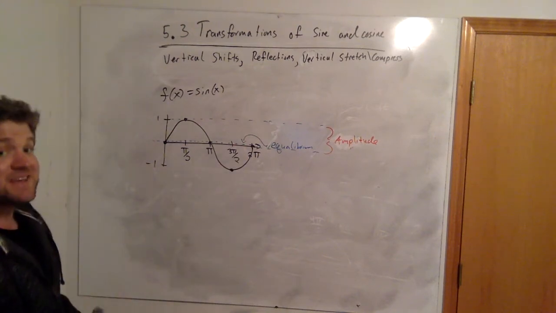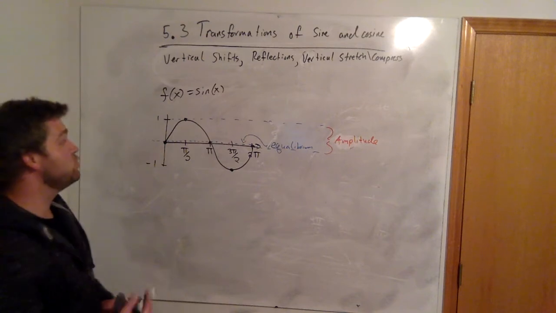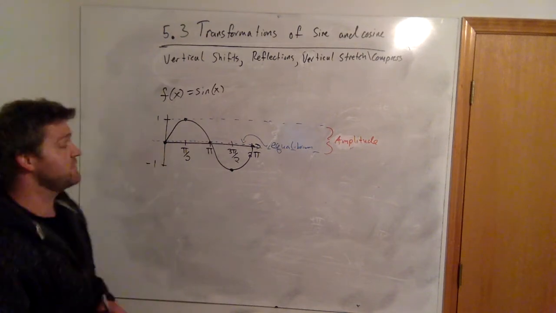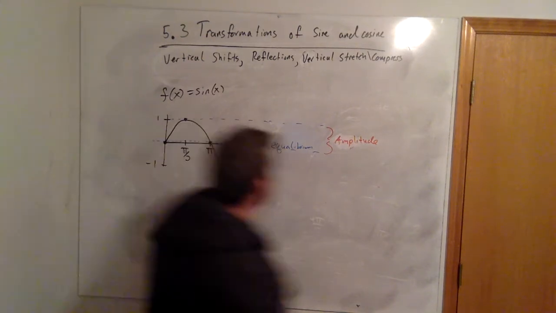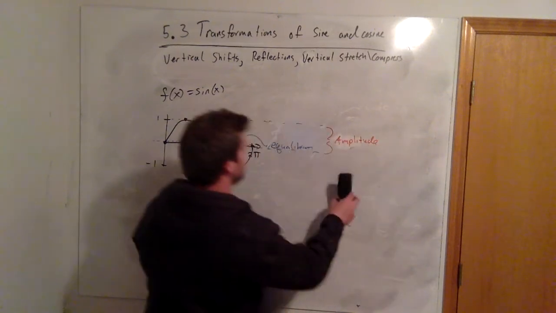I'm always paying attention to the equilibrium and the amplitude when I'm graphing graphs of sine and cosine. So, for example, let's erase a little bit of this here.